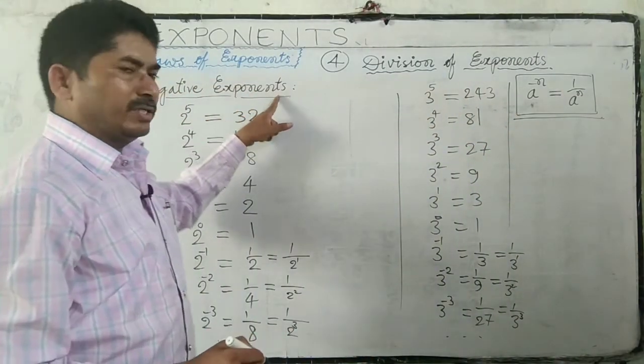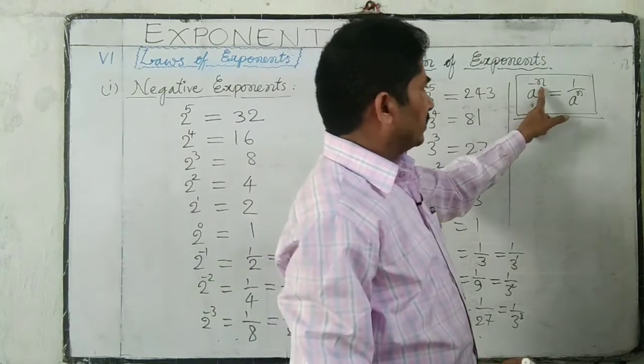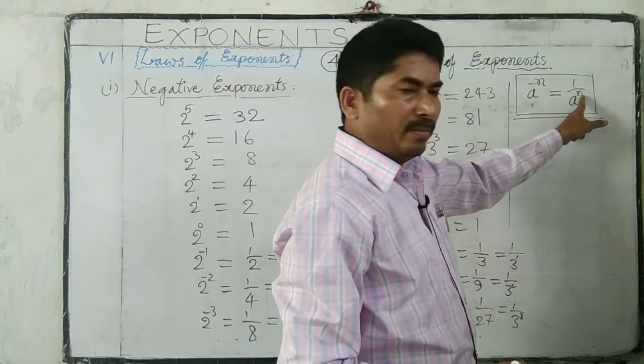Negative exponents. This is the negative exponents. We can write 1 by a to the power of n.